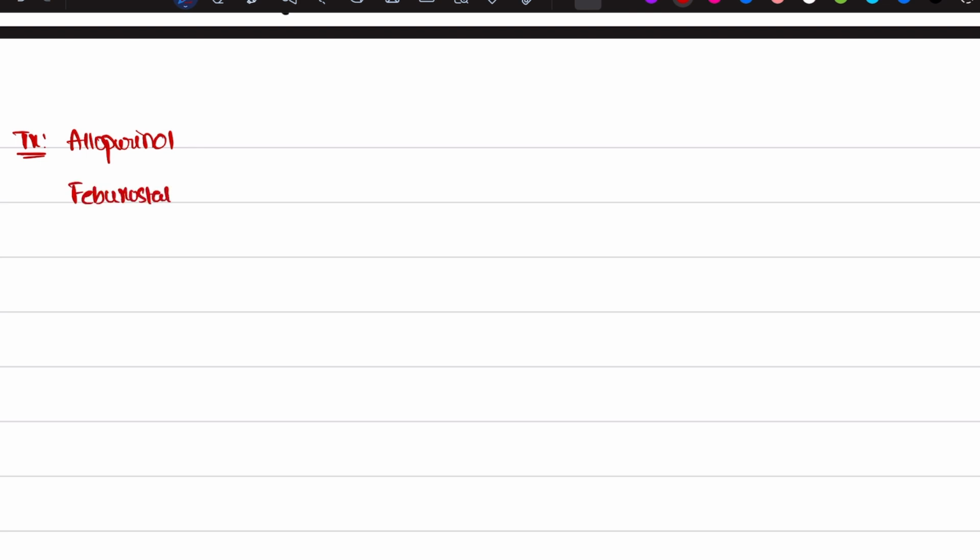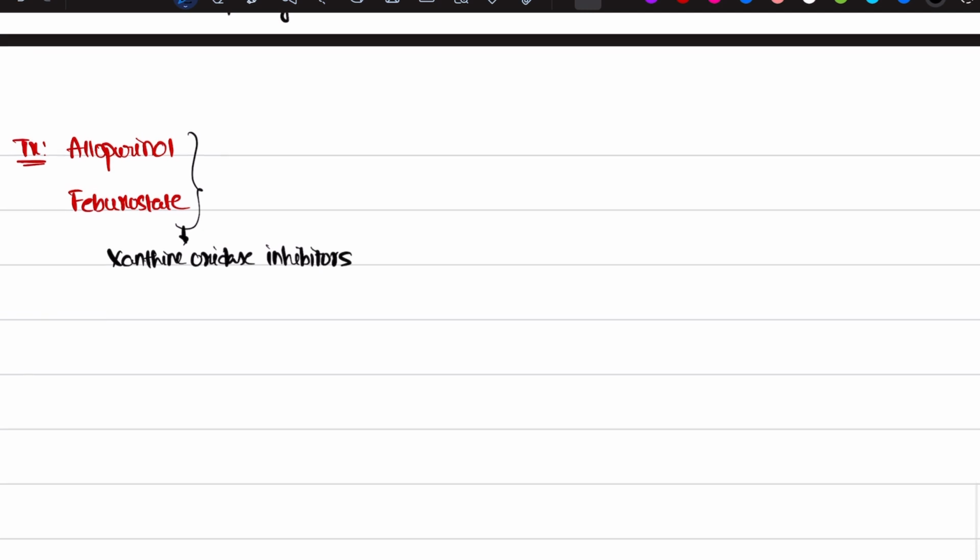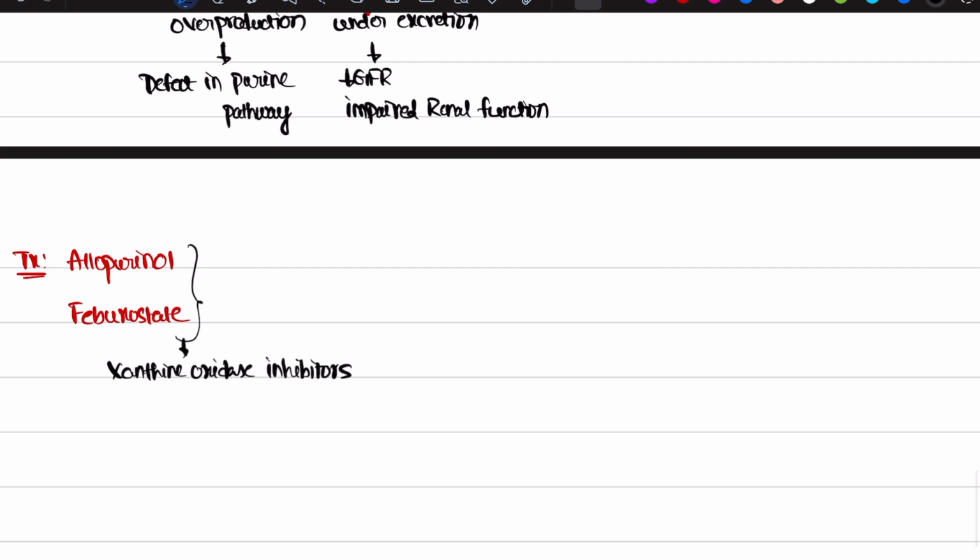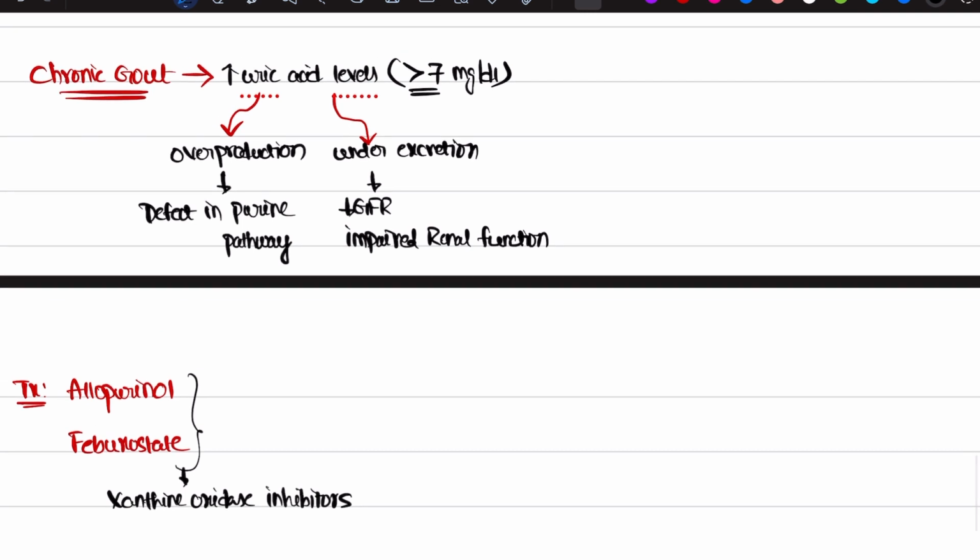Febuxostat. These two are xanthine oxidase inhibitors. If we inhibit xanthine oxidase, we are going to decrease the purine pathway, we are going to decrease purine production, and this is how we help the patient by decreasing the uric acid.